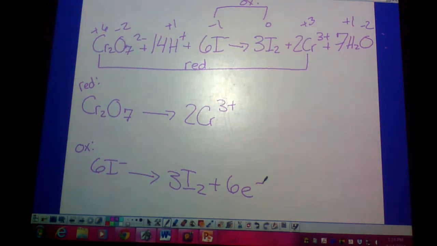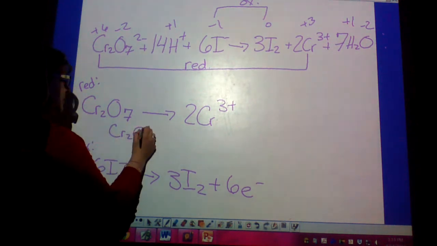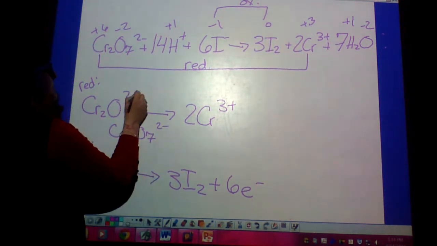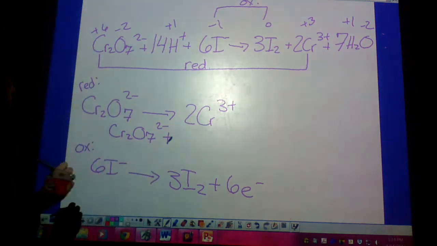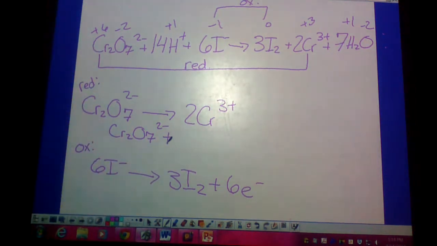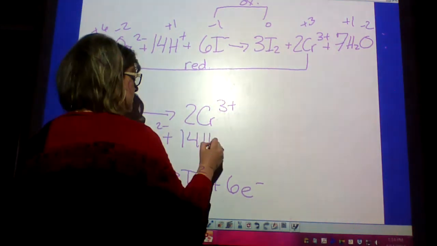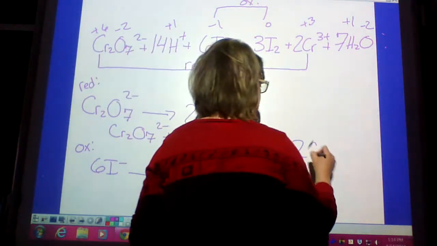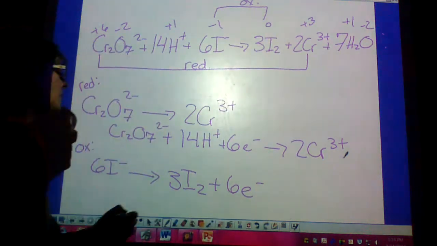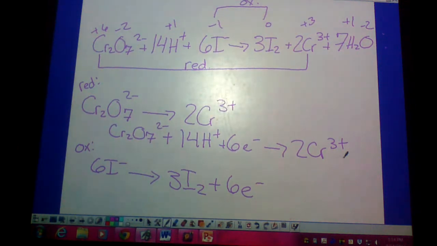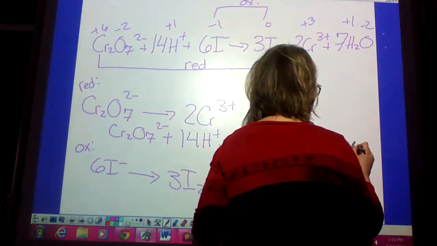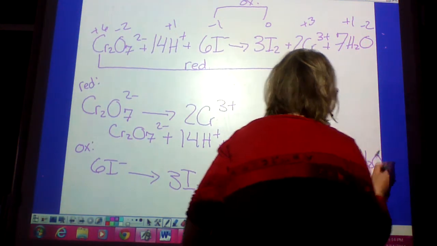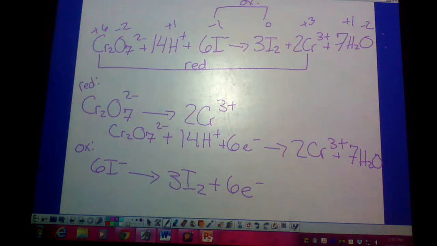Okay, if I look at the top one, it should just be rewritten as Cr2O7. Oh, I forgot my 2 minus there, guys. 2 minus, plus we should have 14 hydrogen ions, plus 6 electrons will give me 2 Cr3+, plus I think we should have 7 water molecules. Okay, so now I have balanced half reactions for each of them.